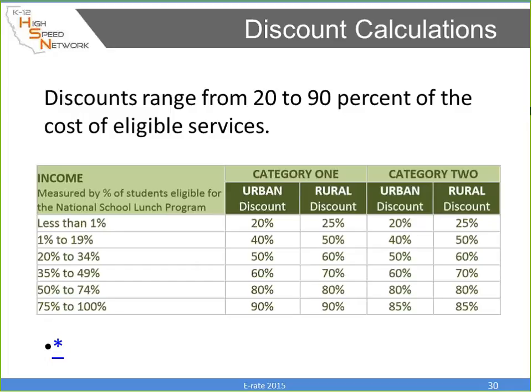So far, it's worked. The first year of Category 2, guess what? There's enough money to fund every single application. Haven't seen that in how many years? So far, something in the system's working.